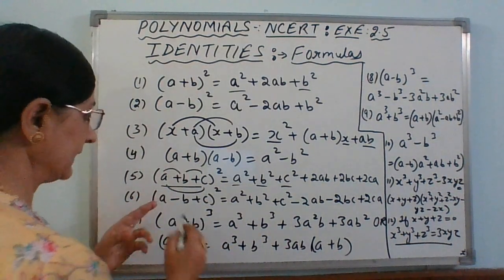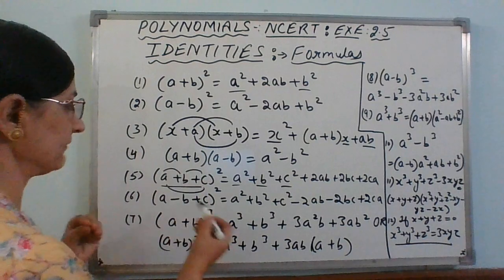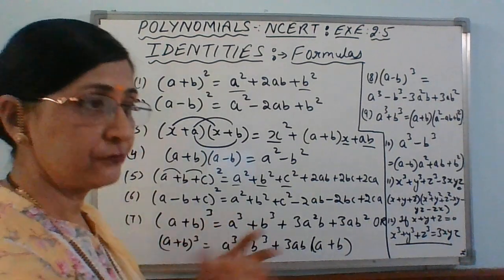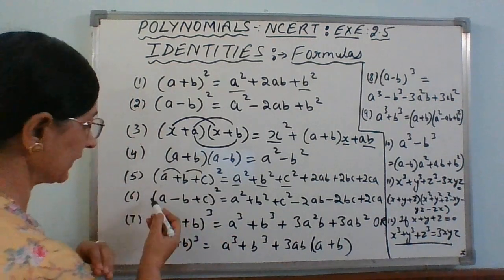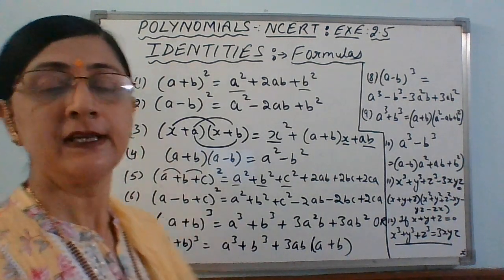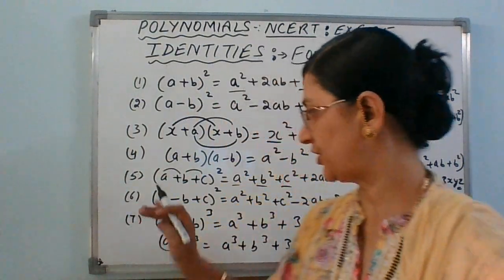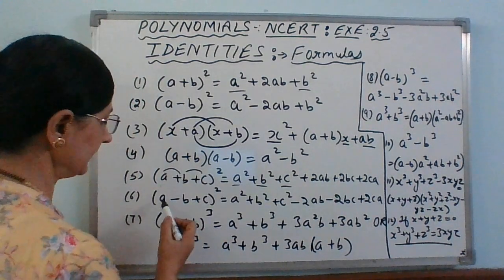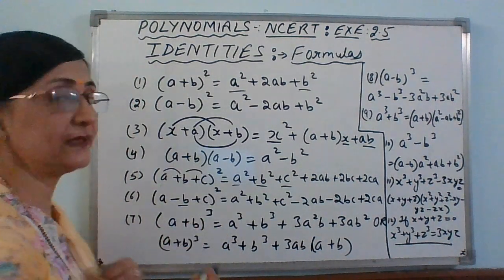Similarly, there can be many formulas from here because I have taken two. Here both are positive, here only b is negative. A formula can be made where c is negative, or a is negative, or two are negative, or all three are negative. So there can be many formulas here by changing the signs. I have taken two only. So I have taken here (a - b + c). Here only b is negative.